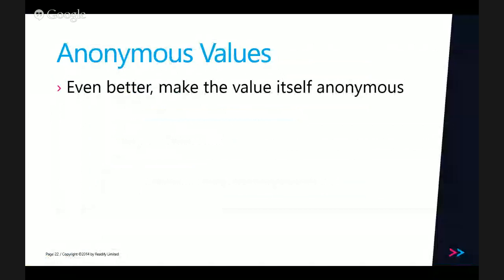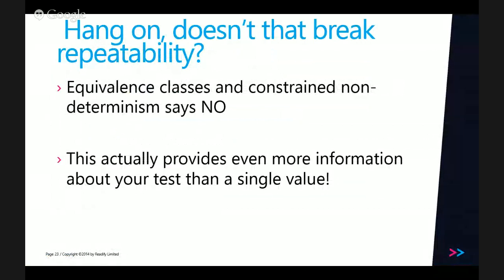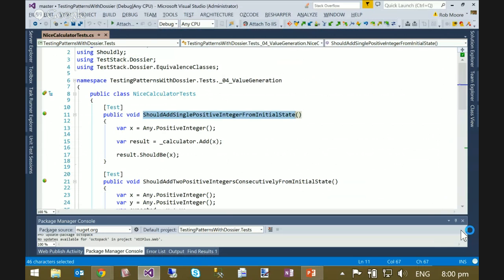And I know a lot of you are going to be like, ooh, that's bad. Hang on, doesn't that break repeatability? But there's two other patterns that I'm going to very quickly explain: equivalence classes and constrained nondeterminism. Equivalence classes basically says there's a class of values, in this case positive integers, for which the test is what we're trying to test. So it doesn't matter. Any of the values in that equivalence class, the test is actually the same test. And constrained nondeterminism says, yes, this test is non-deterministic because it's a random number, but you've constrained that using an equivalence class, so it's actually okay.